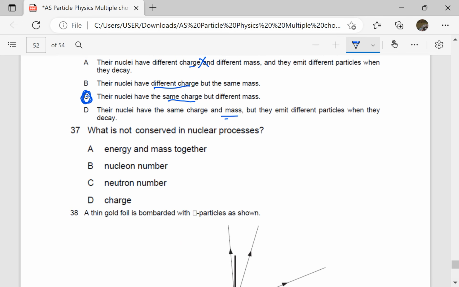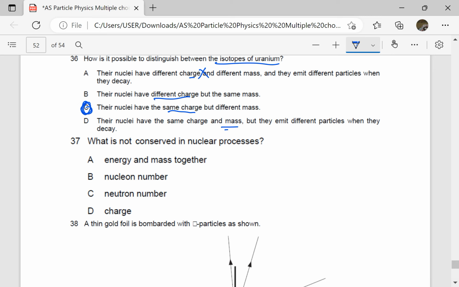What is not conserved in a nuclear process? Nucleon number is always conserved. Charge is always conserved because it is proton number. Energy and mass together, that is mass energy, is conserved. It is only the neutron number which may not always be conserved, because changing the neutron number does not affect anything. So the neutron number may not always be conserved.